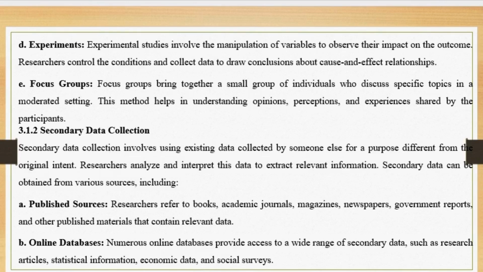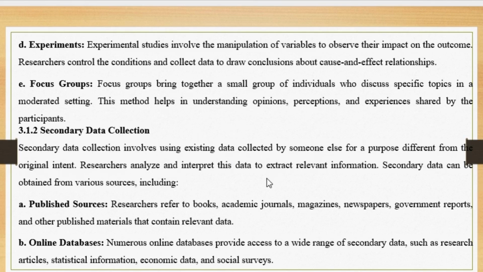So let's take a look at the secondary data collection. Secondary data collection involves using existing data collected by someone. Primary data collection is the researcher being in direct contact with the person or the event, but secondary data involves using existing data that is collected by somebody else for a purpose different from the original intent.